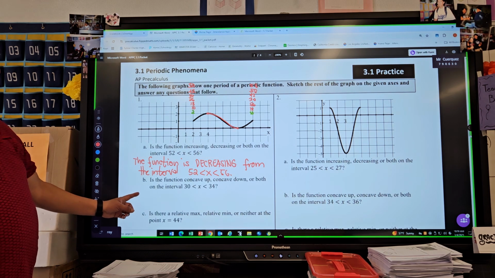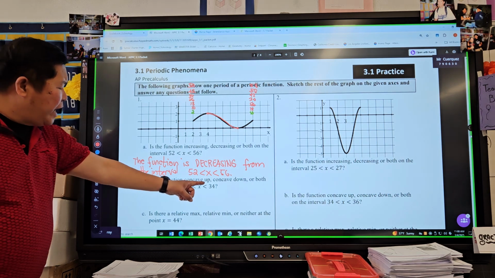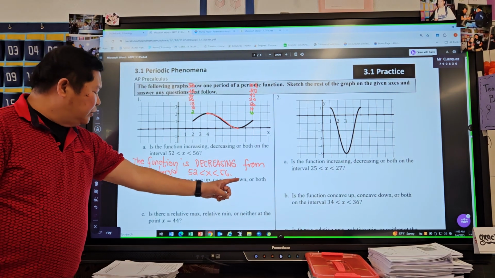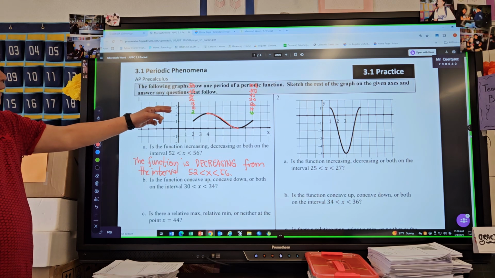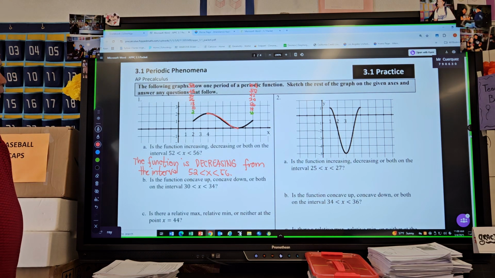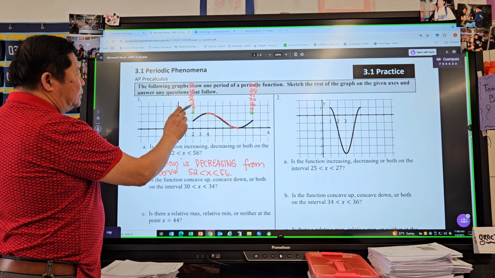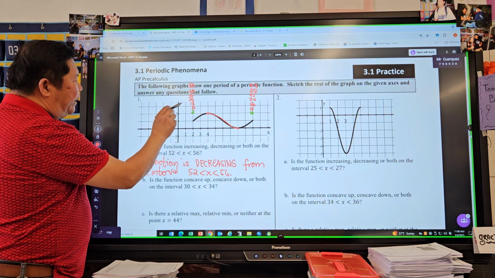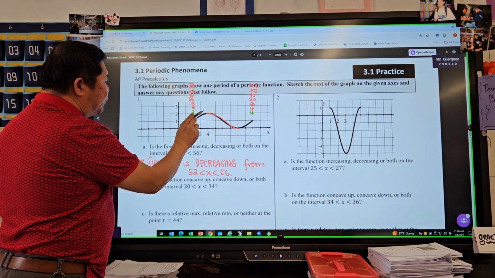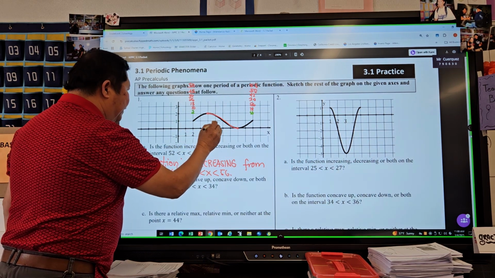Okay, next question. Question B. Is the function concave up or concave down or both on the interval 30 to 34? Where is 30? What do you think? If this is 26, 27, 28, 29, 30, right here. This is the 30.